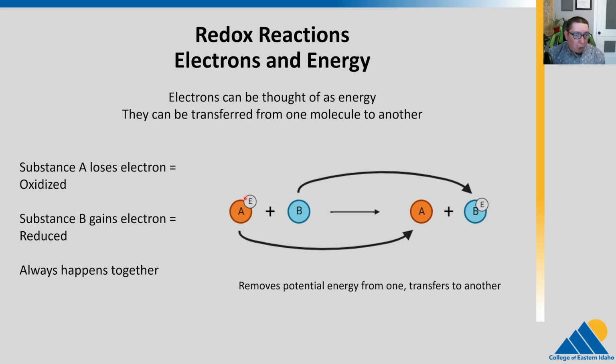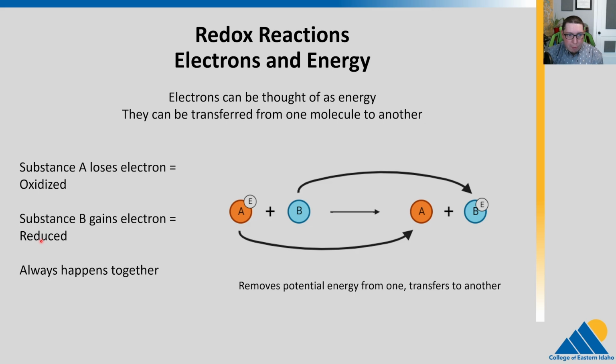So we would call this process of A losing an electron oxidation. Loss of electrons is oxidation. So A is oxidized here. B, on the other hand, went from not having an electron to gaining an electron. That is reduction. Okay, substance B gains an electron, it has become reduced.